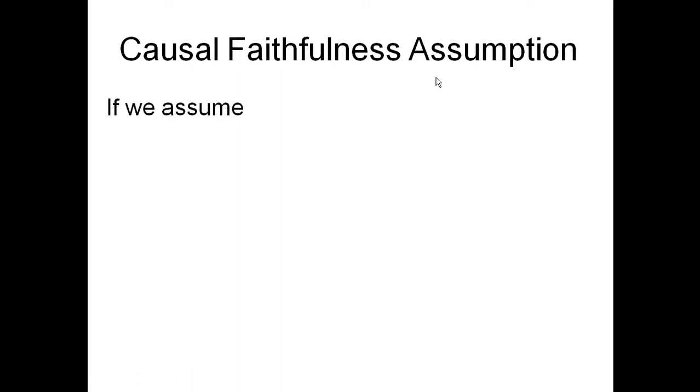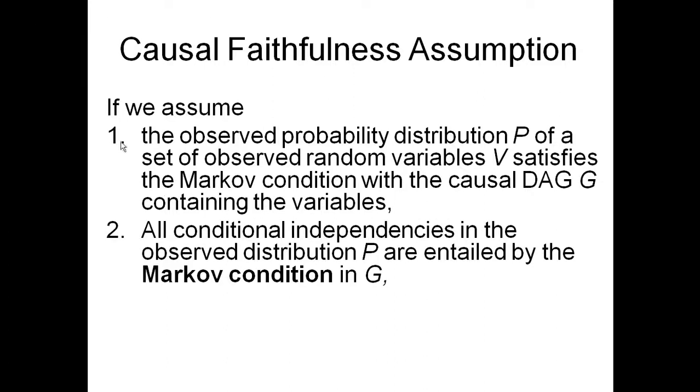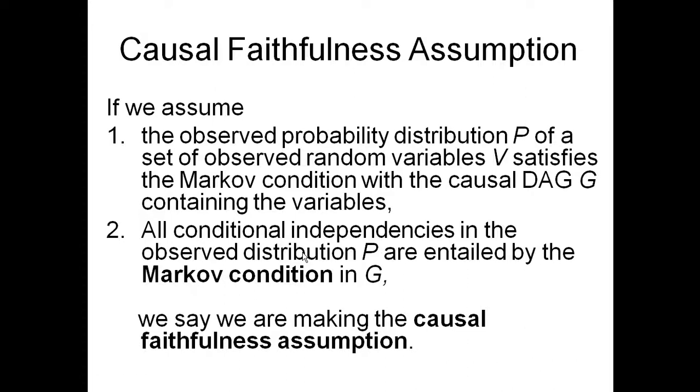All right, regardless of whether that's true or not, the Merck studies did indicate that these two are independent. We already know these are dependent and these are dependent from other studies. So this is a conditional dependency that is not entailed by the Markov condition. The causal faithfulness assumption says we assume the Markov condition: the observed probability distribution of a set of observed random variables satisfies the Markov condition with the causal DAG. And we assume all the conditional independencies in the observed distribution are entailed by the Markov condition. In other words, by looking at the DAG, we can read off every conditional independency that exists in P. It's called a perfect map. The graph is a perfect map of P.